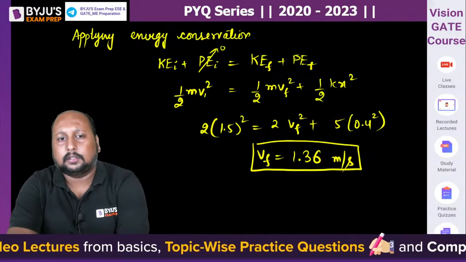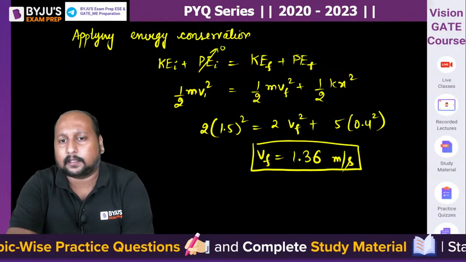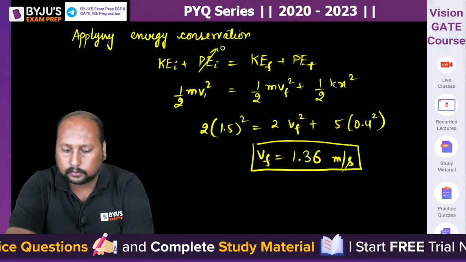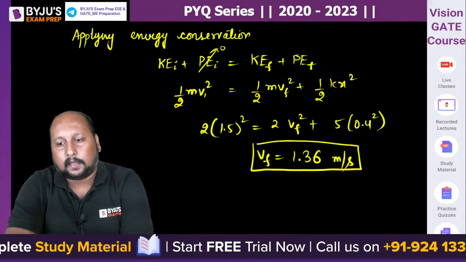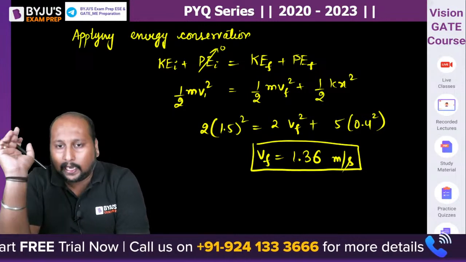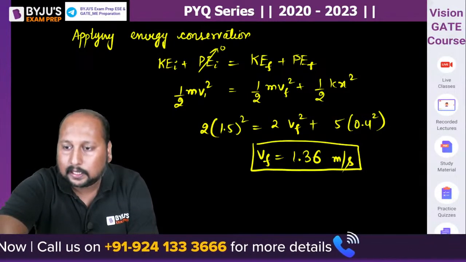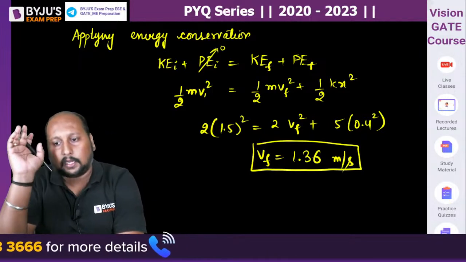This is the relation. Solve it. Use calculator and tell me the final result. Done. 1.36. Very good, Ashay. Okay, perfect. 1.36. Now everyone is agreeing with this. Anyone having any other value? Please tell me. Chaliye, very good.